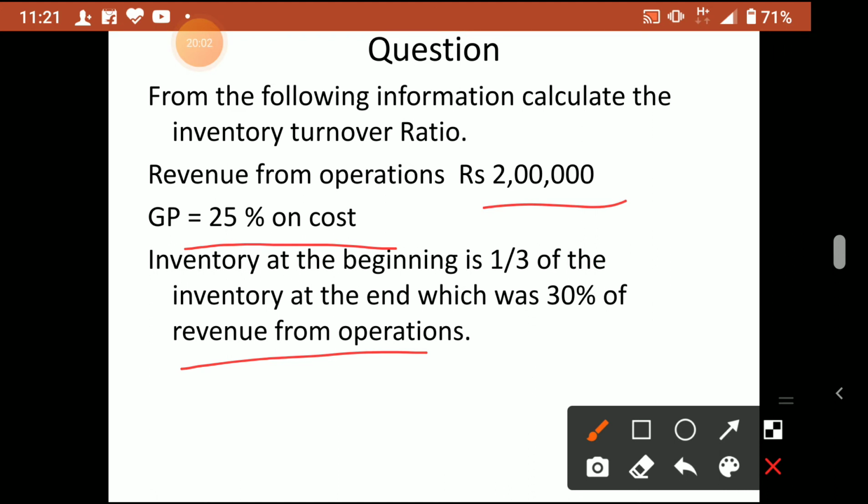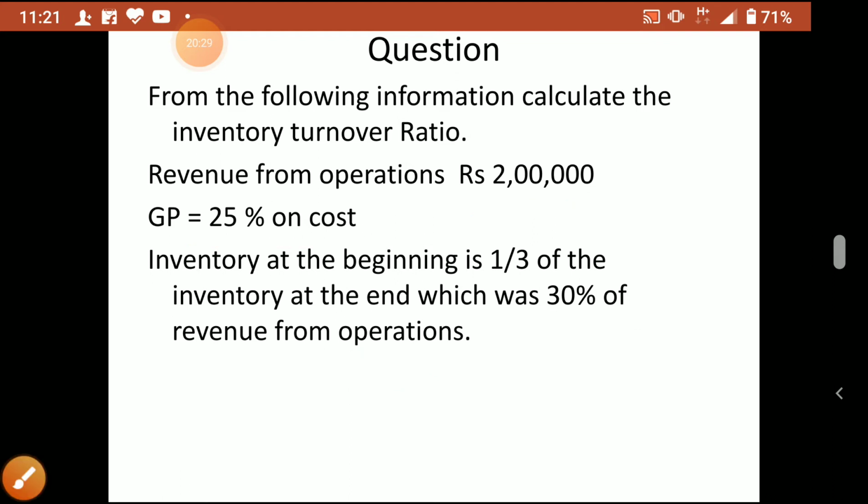Beginning inventory is 1/3 of the inventory at the end. Opening inventory is 1/3 of closing inventory, which was 30% of revenue from operations. So 30% of revenue from operations, and revenue from operations is already given as 2 lakh. So on 2 lakhs, 30% we can calculate. That is what the question is saying. According to the question we have to calculate. So how to calculate the answer here? Let's go.